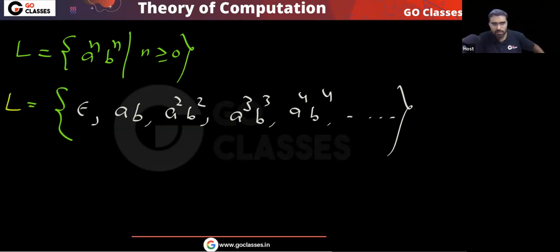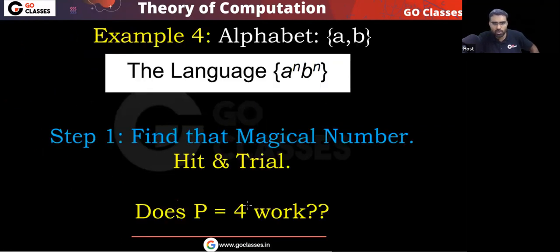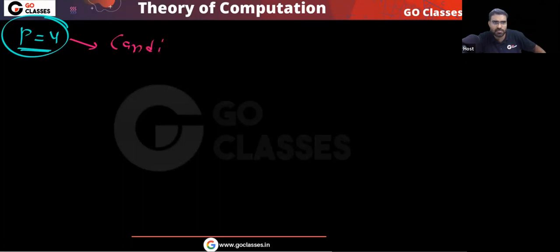Now tell me the next thing. Does p equal to 4 work? Let's check it out. Take your copy and pen. For this language, with p equal to 4, let's check whether it works or not. First of all, what will be your candidate strings? Forget about everything else. You just tell me what the candidate strings are.